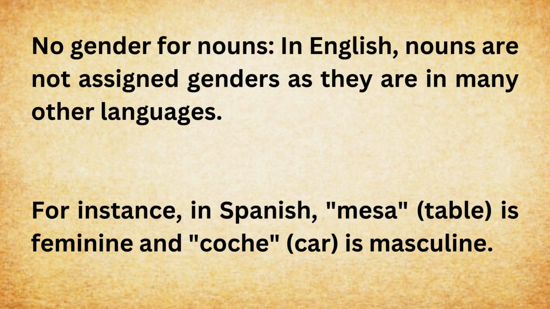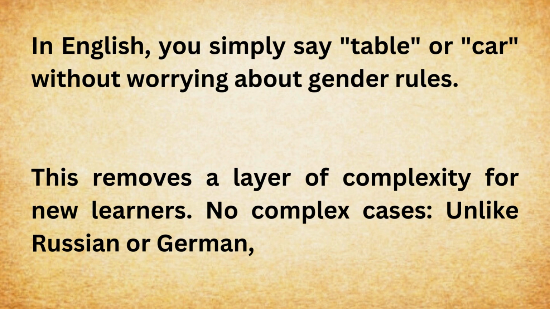No gender for nouns. In English, nouns are not assigned genders as they are in many other languages. For instance, in Spanish, mesa, table, is feminine and coche, car, is masculine. In English, you simply say table or car without worrying about gender rules. This removes a layer of complexity for new learners.